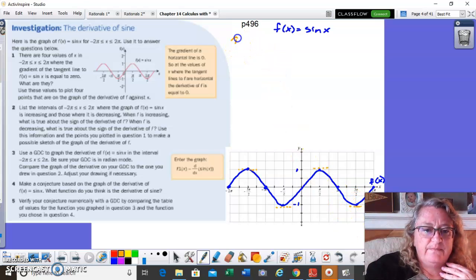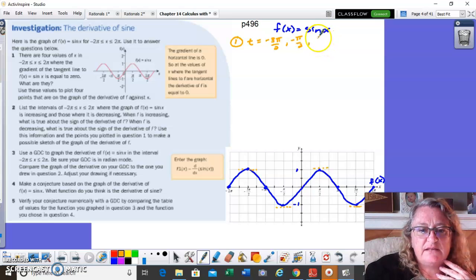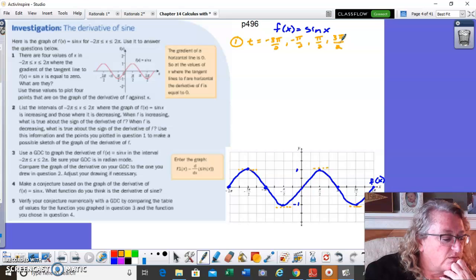Okay, so for number 1, we're looking at t equals negative 5 pi over 2. I'm sorry, that's not a 5, that's a 3. Negative 3 pi over 2. Let's try that. And negative pi over 2. And positive pi over 2. And positive 3 pi over 2. Okay? So we've got those values.